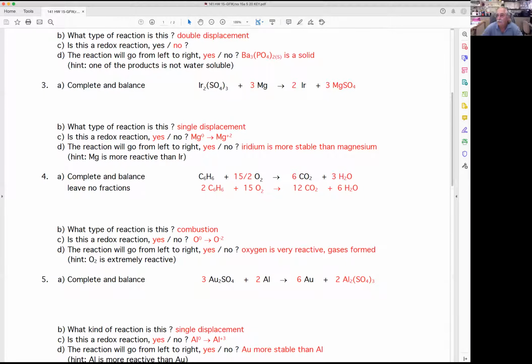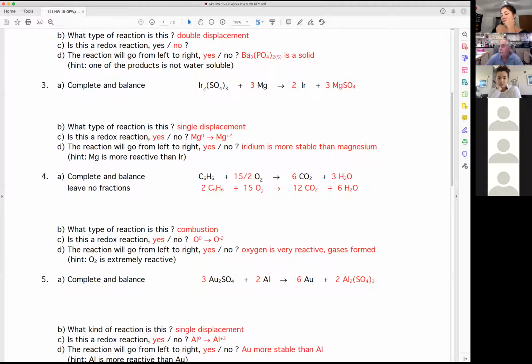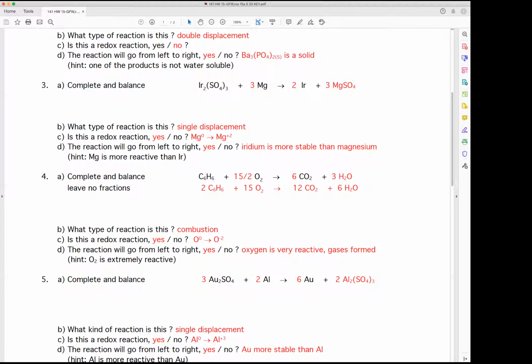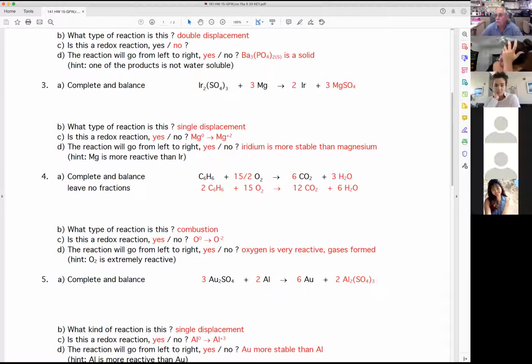Trying to find a way to... right. Playing with my settings over here. Okay.